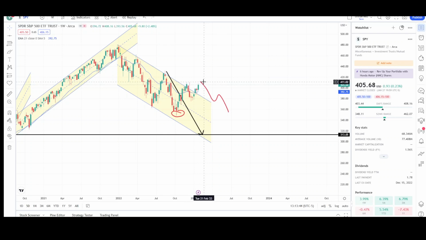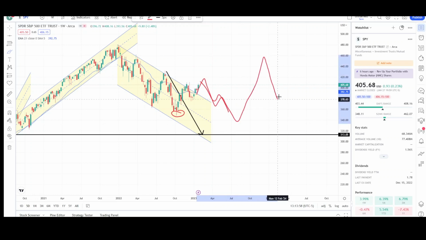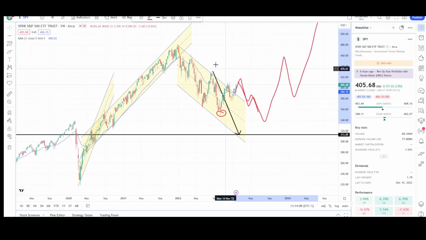Maybe we see a pullback first before higher prices, but I'm looking for a little bit more higher prices, 412 level, and then since this is the first break, we're going to see a couple attempts down. Maybe when those couple attempts down work out or fail, we're going to see two large legs up to retest these highs right here, or even exceed it.